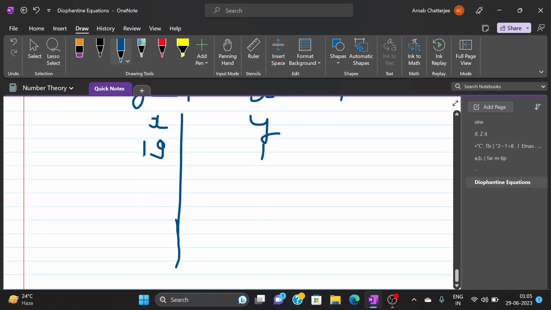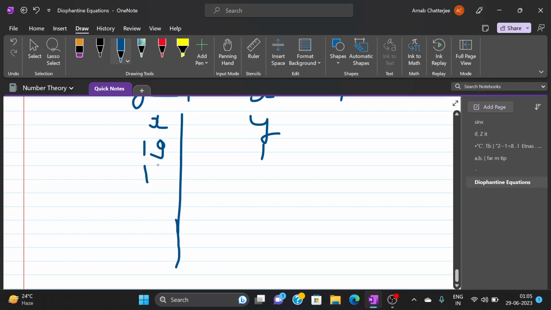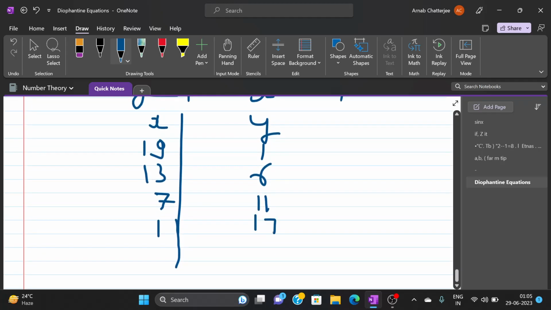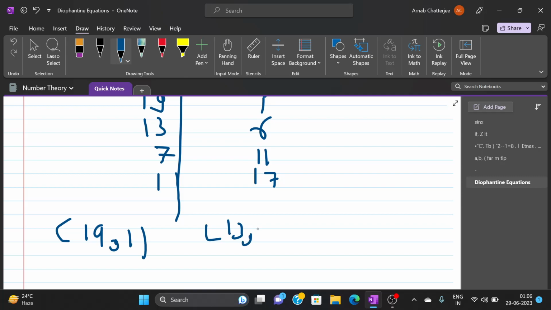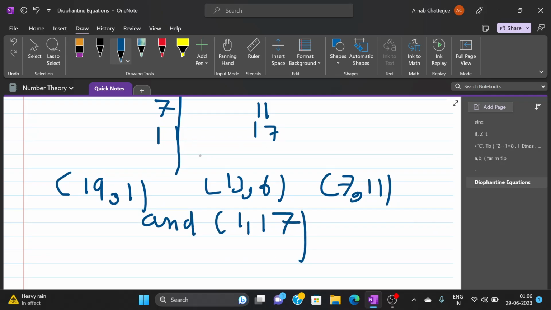So now let us decrease it with 6. So this will become 13 and this will become 6. Again decrease it with 6. This will become 7 and likewise this will become 11. And once again we will have this as 1 and this as 17. And here we stop. So we have listed all the positive integer solutions: 19 comma 1, 13 comma 6, 7 comma 11 and 1 comma 17. So these are all the possible integer solutions.